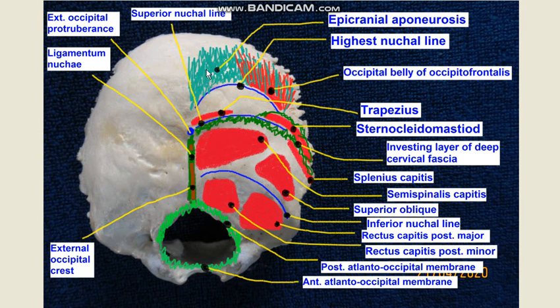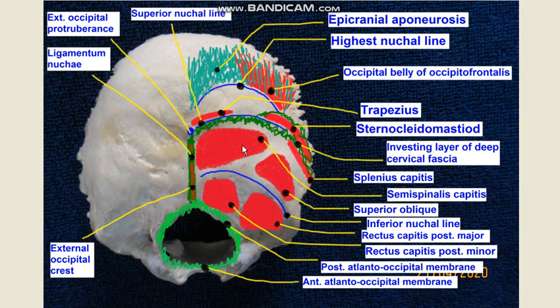This epicranial aponeurosis is a sheet of fibrous tissue which protects the scalp, and it has embedded muscle fibers in front and behind, the frontal belly in front and the occipital belly behind, over the occipital bone. So these muscle fibers belong to the occipital belly of the occipitofrontalis, which are attached to the lateral part of the highest nuchal line. So highest nuchal line, superior nuchal line, trapezius, sternocleidomastoid, splenius capitis, investing layer of the deep cervical fascia.